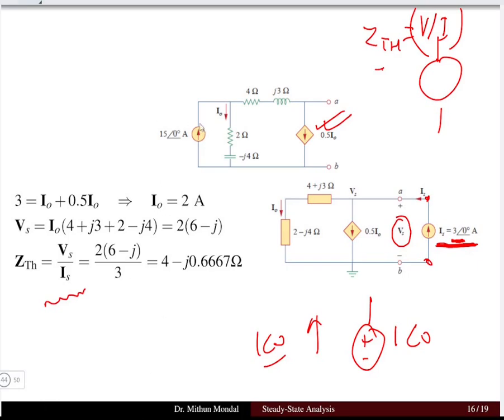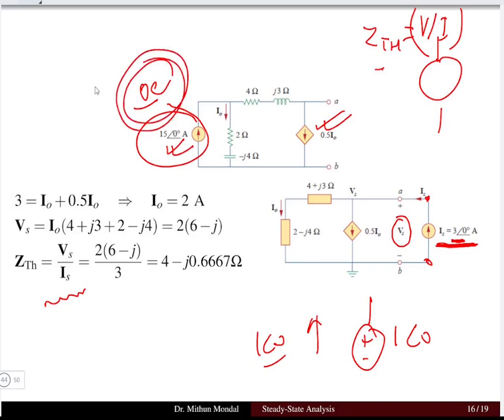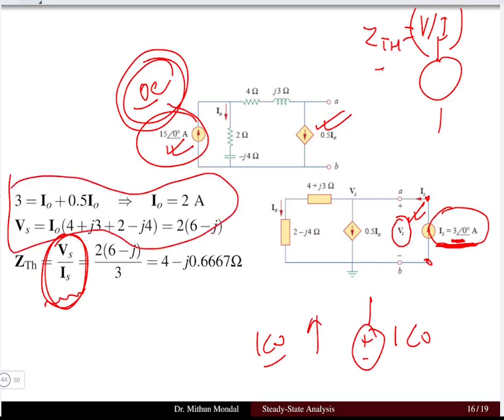The only thing is that the current source 15 angle 0 you have to open circuit, because to obtain the Z Thevenin you have to deactivate the independent sources. Here we have an independent current source which you have to deactivate using the open circuit. Then you connect a known source, determine the potential Vs, and then determine the Z Thevenin by Vs by Is. The intermediate step you can solve by any other method, whether it is KVL or KCL.